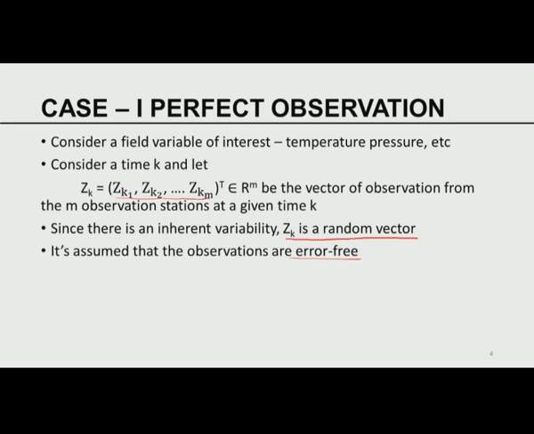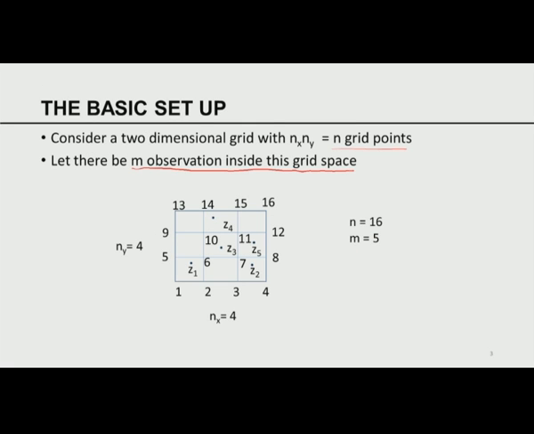So let us go back. In this case, I have a grid with 16 points. I have 5 observations. I am now talking about the observation vector. Let us fix the time, so I do not have to worry about k. Let us fix the time k to be noon January 1st. So at noon January 1st, I am getting 5 observations. Z is equal to Z1, Z2 up to Z5. This will have a mean Z bar, and this will have a covariance matrix C.